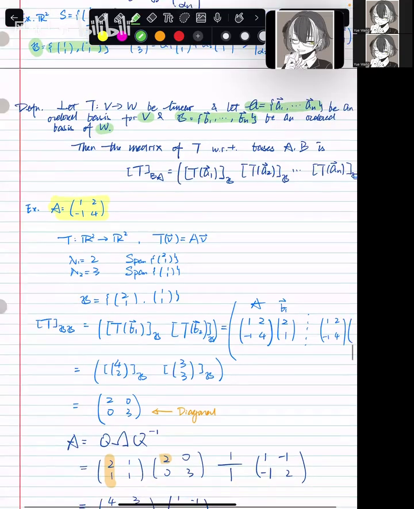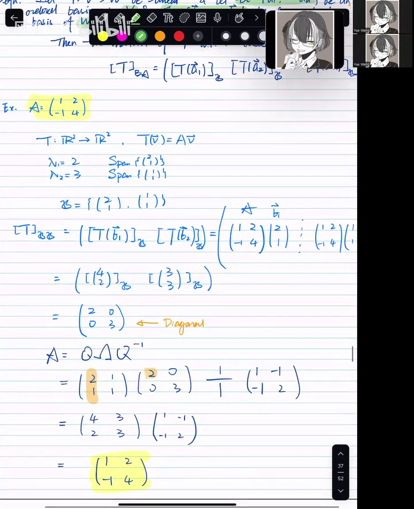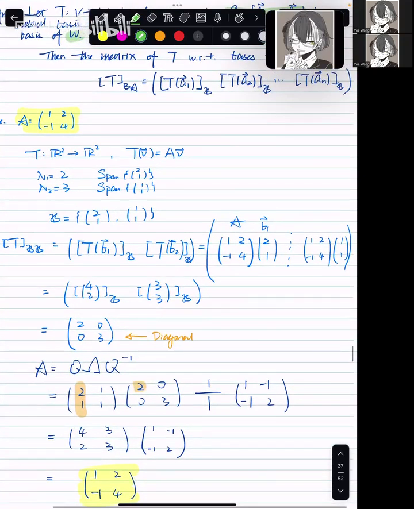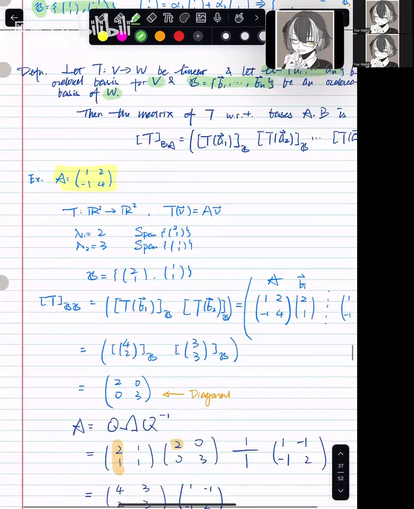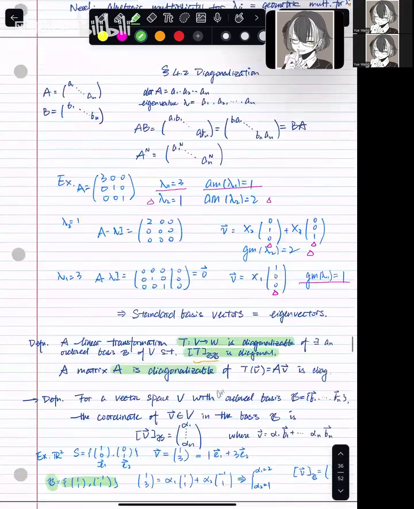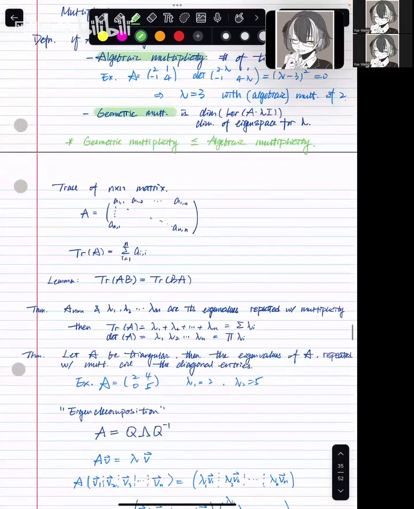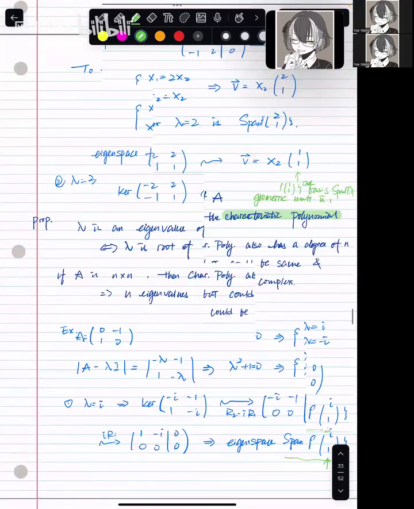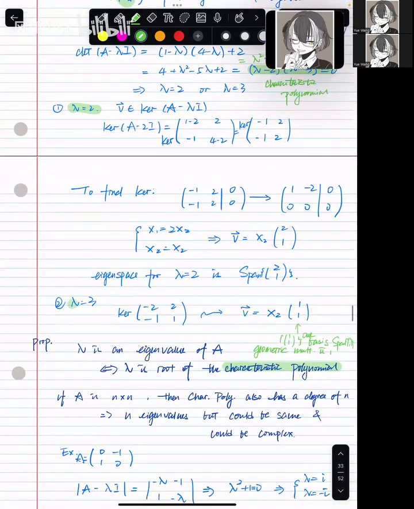All right, let's do an example. It's quite abstract. So if we have a matrix A and our transformation is from R2 to R2, so we have T(v) equals Av. For this matrix, we already calculated the eigenvalues last time. So we know that lambda equals 2 and lambda equals 3.